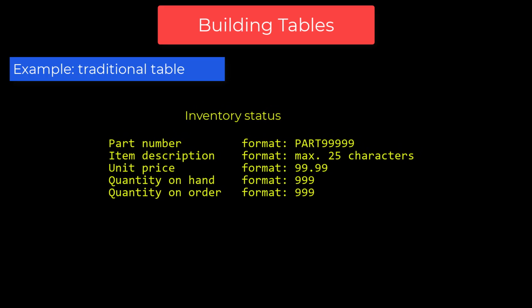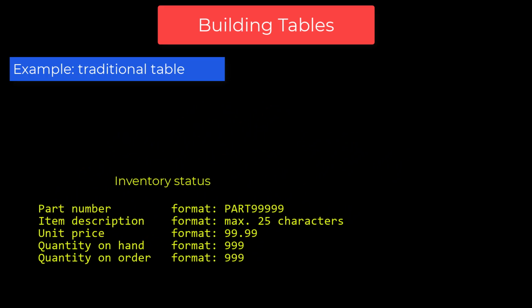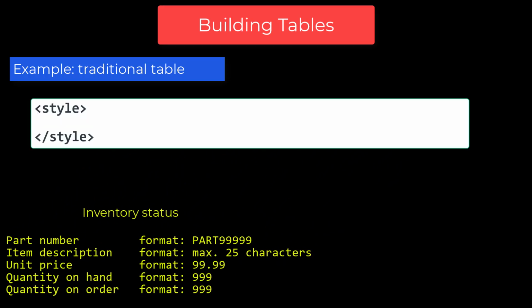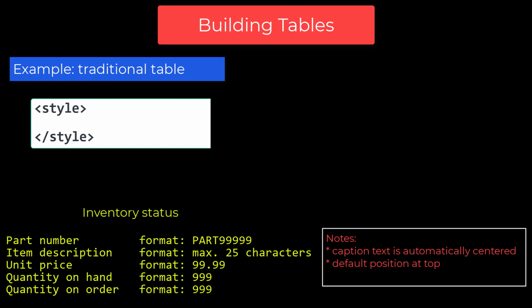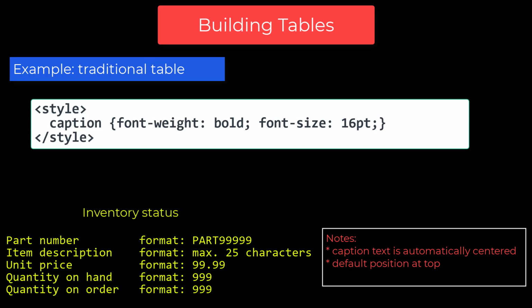Now, first thing, let's consider our style properties. I've chosen some arbitrary values to start, and we can modify as we go along as desired. Note that caption text is automatically centered. We'll assume the default position of top. We'll just set a font weight and size. So caption, font-weight bold, font-size 16 point.